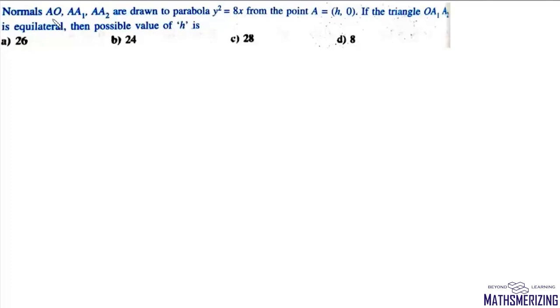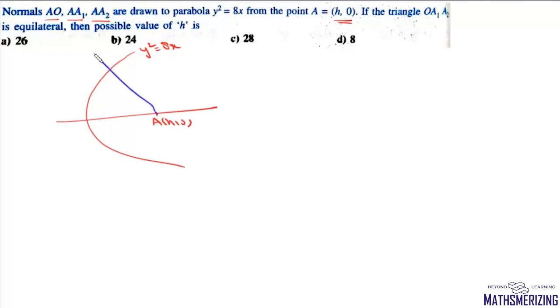Now the question is, the normals AO, AA1 and AA2 are drawn to the parabola from this point h, 0. If the triangle is equilateral, we need to find possible values of h. So you have this parabola which is y square equals 8x and then some point which is h, 0. Three normals are drawn. So this is point O, and then we have these points A1 and A2.